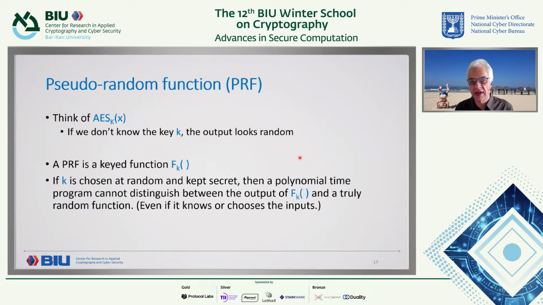One approach to design PSI protocols is using oblivious pseudorandom functions. A pseudorandom function, you can think of something like AES. If I don't know the key and I just get to see the output, it looks random to me. It's pseudorandom. So a PRF is keyed with a key K, and someone who does not know the key sees the output as pseudorandom, even if that person knows the input or even chooses it. The output is still indistinguishable from random. So this is a pseudorandom function.